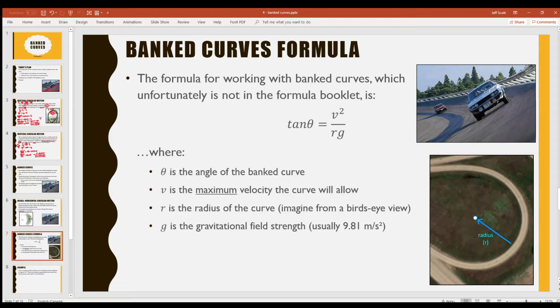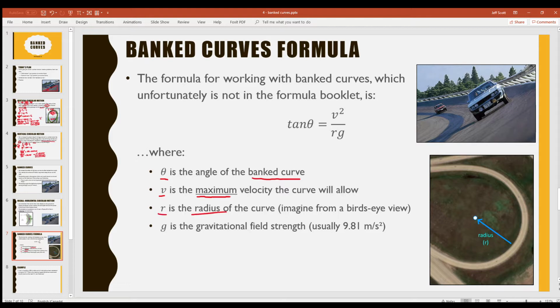Now, just to break this down, theta, of course, is the angle of the banked curve, or in other words, the slope that that curve is at. V is the maximum velocity that the curve will even possibly allow. So in other words, it's the top speed that someone can go in a frictionless environment and still make it through this curve. R is the radius of the curve.